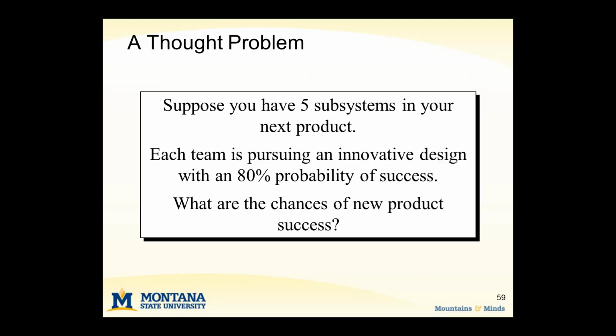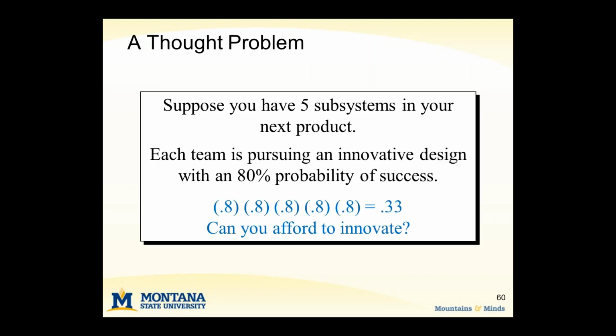Here's a quick thought problem as we wind down here. Let's suppose that you have 5 subsystems in your next product, and each subsystem team is pursuing an innovative design with an 80% probability of success. What are your chances of the whole product being a success? Well, if you run the probabilities, it'd be 0.8 to the 5. In other words, you've got a 33% chance of success. And that's not very good, is it?